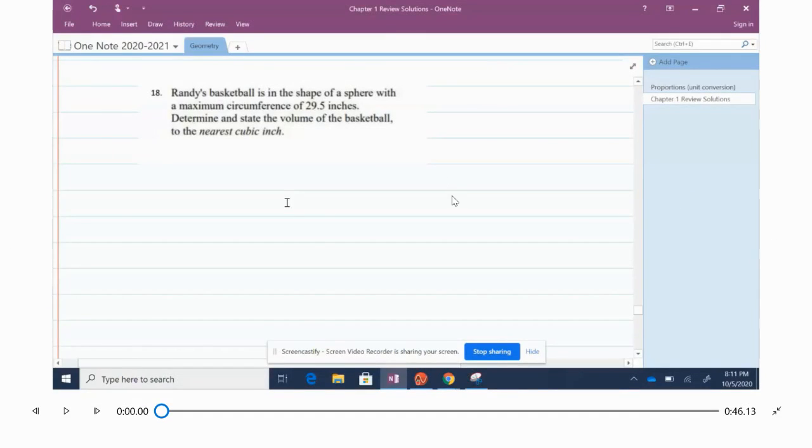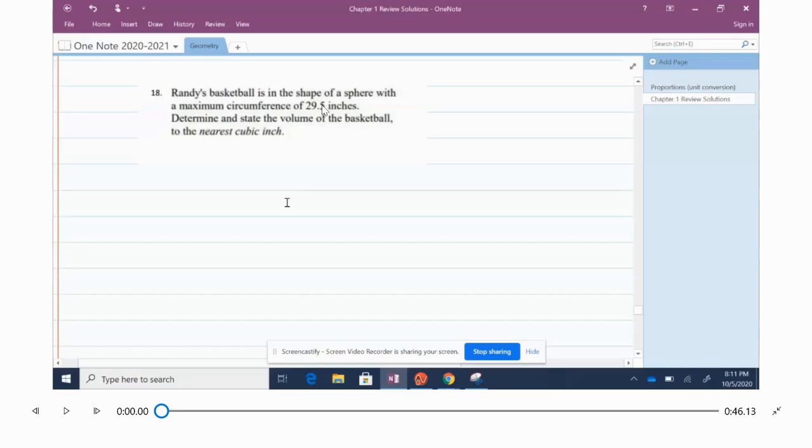Okay, so page 8 of our review packet. So for number 18, sphere, so we're going to be working with 4/3 pi r cubed, for volume of a basketball. Here's the trick right here.